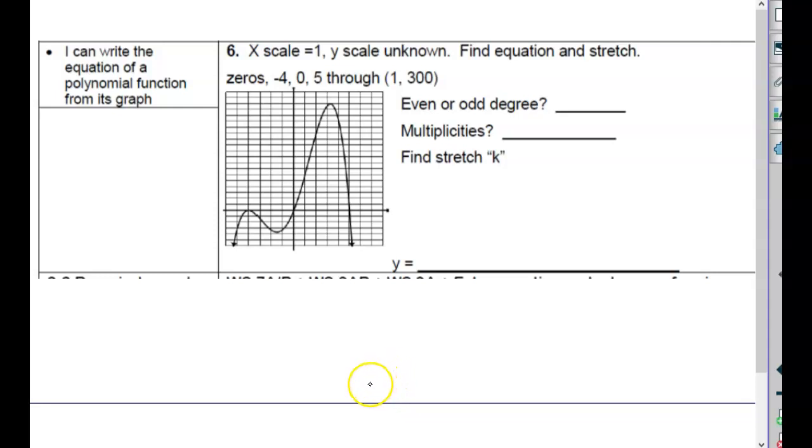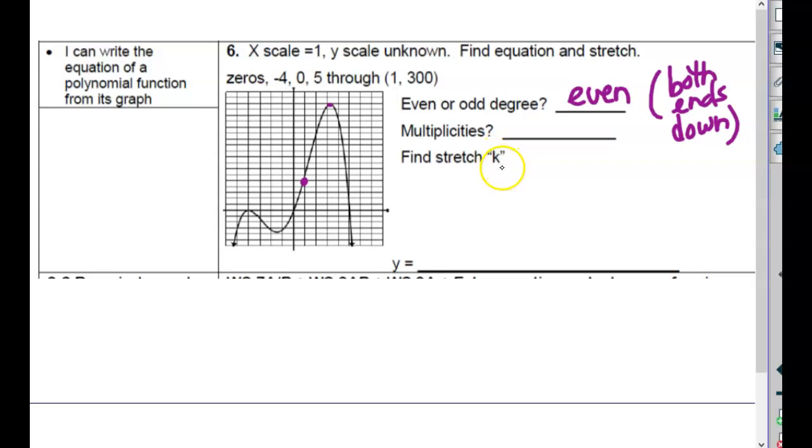You're going to be given a picture. And it says on this particular one, the x's are counting by 1, but the y scale is unknown. So we don't know what this point up here is, okay? As a matter of fact, it wouldn't matter actually. It says that this point is 1/300. But where are the zeros? Well, first let's go through the questions. Even or odd degree? Even, because both ends are going the same way, right? You don't have to write that, I'm just reminding you.